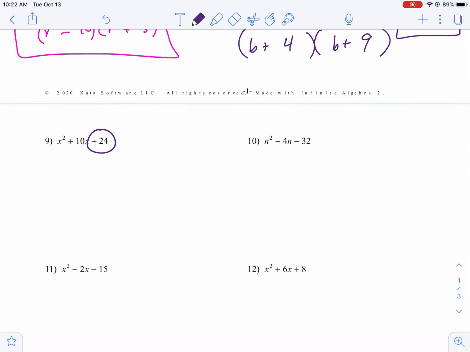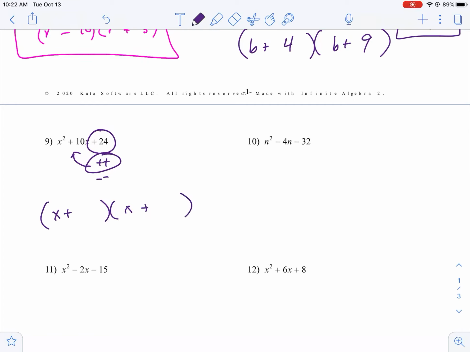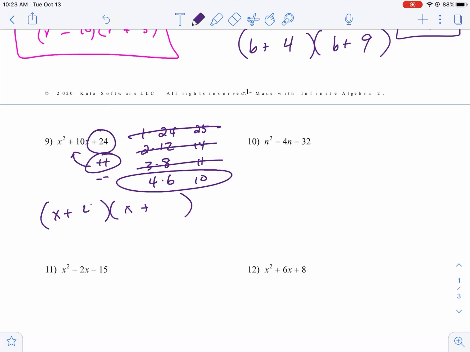Okay. All right. Plus 24. So plus plus or minus minus. That's plus, so it's plus plus. All right. So x plus, x plus. Okay. 1 times 24, 2 times 12, 3 times 8, 4 times 6. All right, so when I add these, that's 25. Nope. That's 14. Nope. That's 11. Nope. 10. Bingo. X plus 4, X plus 6. Okay. One more that we'll do together.